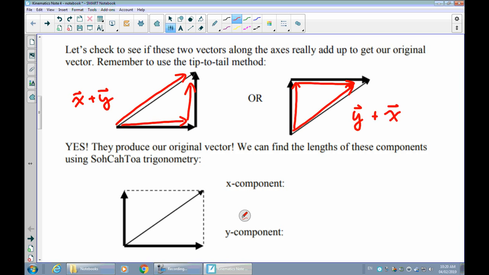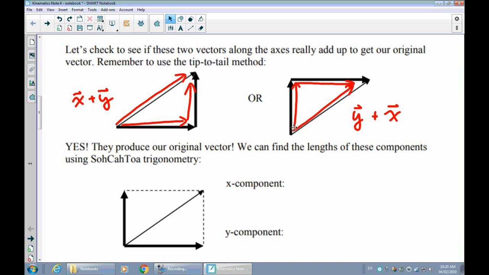But what I'm trying to show here is that either way, no matter which order I add these two vectors in, those two component vectors add back together to produce the original vector. So that's what that word components means. It's two smaller vectors that add back together to produce the original one we started with.